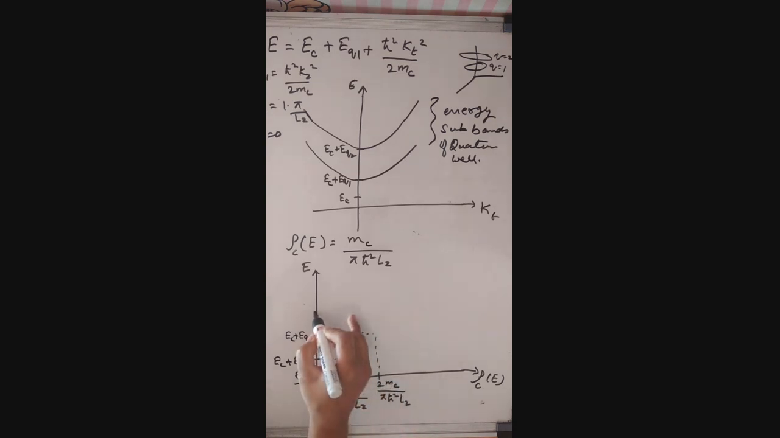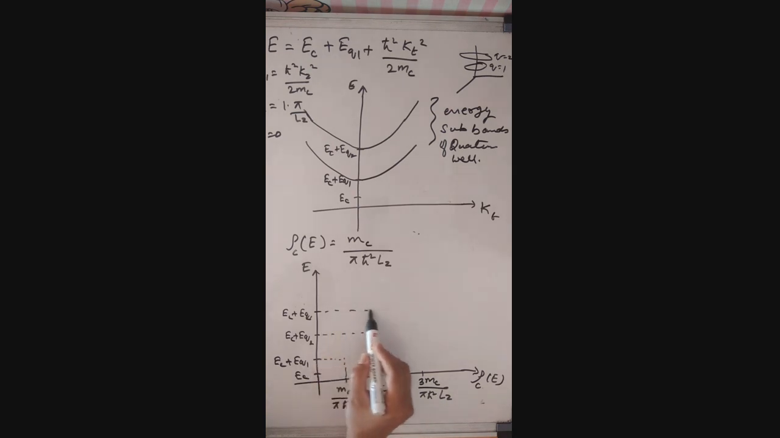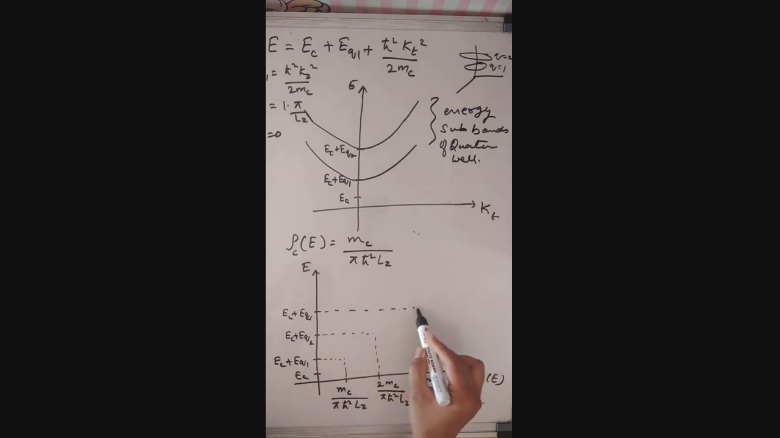For the third ring, suppose the value is here EC plus EQ3, and the point will be thrice now for the third ring. So it will be pi h cross square Lz. So this is how we will be getting the points on the graph.